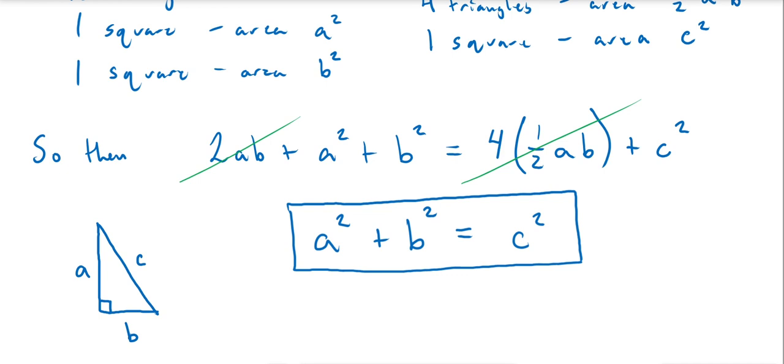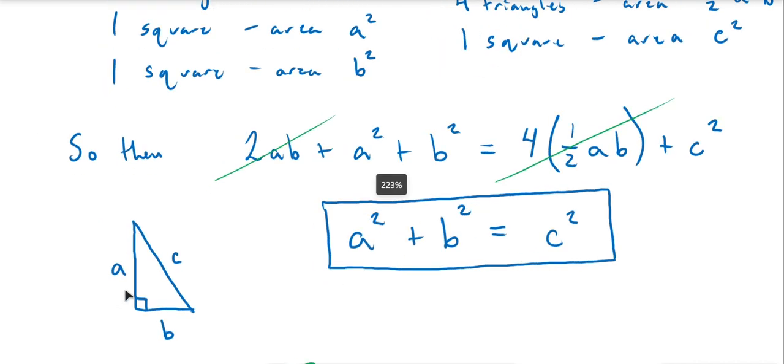But now we just set these two areas equal to each other because they're both equal to a plus b squared. However, we notice that 2ab is the same thing as 4 times 1/2 ab. And so these terms would cancel from each side. And that just leaves us with the Pythagorean theorem. a squared plus b squared is equal to c squared, where a, b, and c are the sides of a right triangle, with c being what's called the hypotenuse of that triangle, or the longest side, the side which is opposite from the right angle.